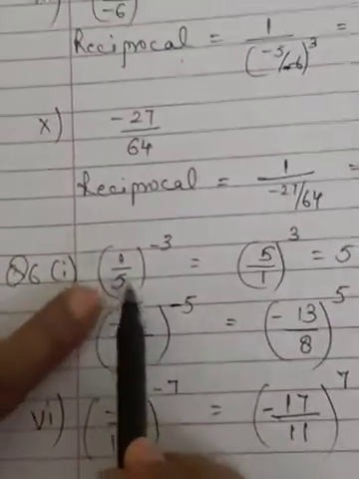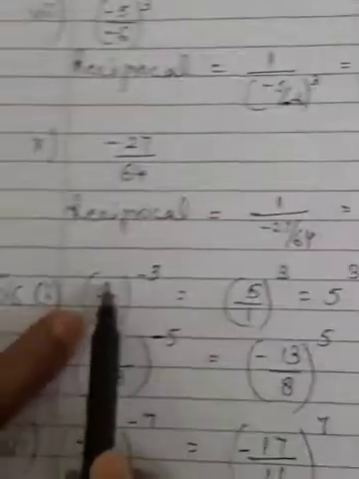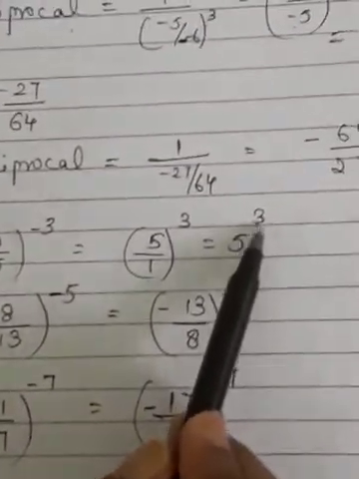But here, if you see in this question, I am taking the reciprocal of 1 by 5. Reciprocal of 1 by 5 is 5 by 1. So when I have taken the reciprocal, this power becomes positive 3. So the answer is 5 cube.